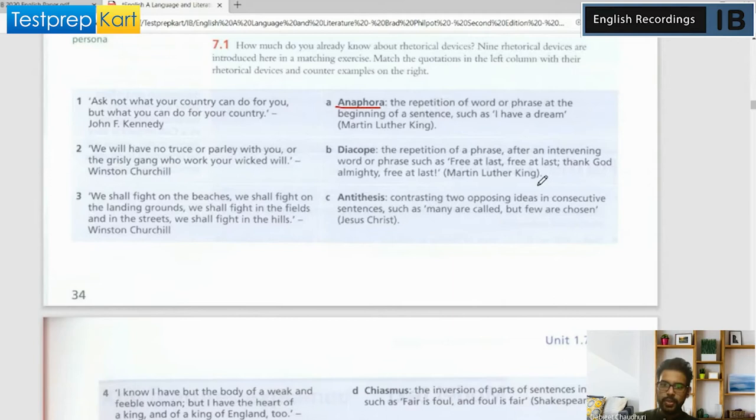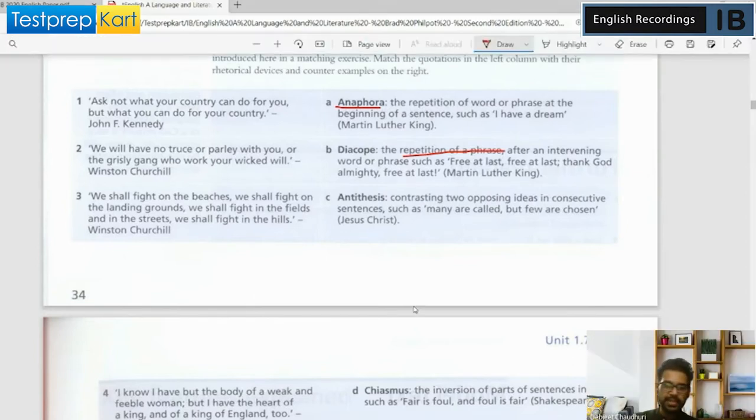Second, diacopa. So the repetition of a phrase after an intervening word or phrase such as free at last, thank God Almighty, free at last. So diacopa is basically the repetition of a word or a phrase, okay, throughout the sentence or throughout the speech. Anaphora is at the beginning of the speech. That is the difference between the two, diacopa and anaphora. There are similar things with that basic difference.